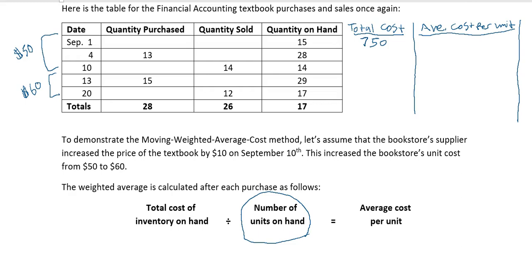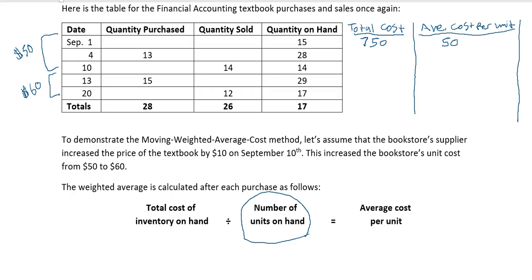So the average cost calculation is not a huge deal at this point because we know that each book had cost us a round number of $50. So you can either just write down 50 or go ahead and do the calculation for practice. It will be 750 divided by 15 books. We will get $50 per book.